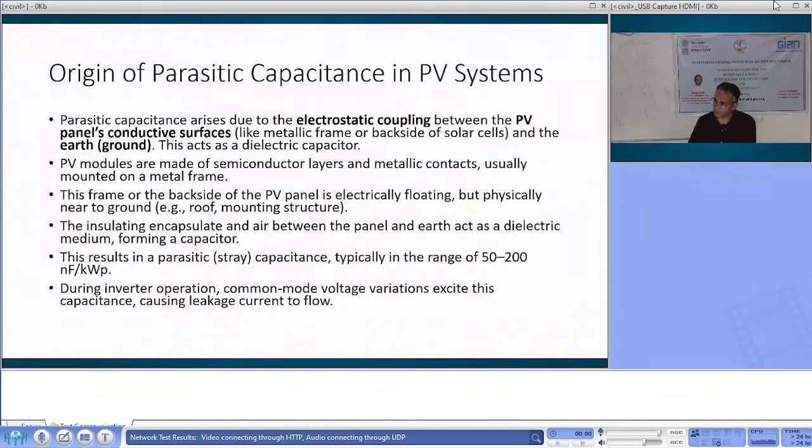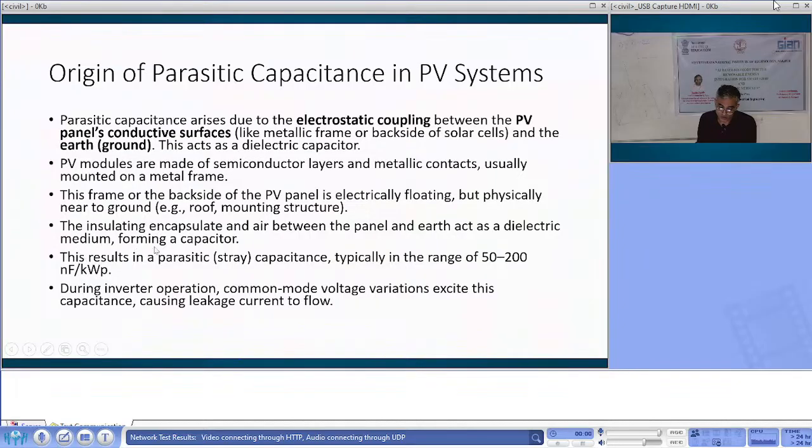Inherent. We cannot do anything with this. See, the panels are spread over a huge area also. That also increases its capacitance. It is huge in terms of area, in terms of acres of land. So PV modules are made of semiconductor layers and metallic contacts, usually mounted on a metal frame. This frame or the back side of the PV panel is electrically floating. Okay, we have done this.